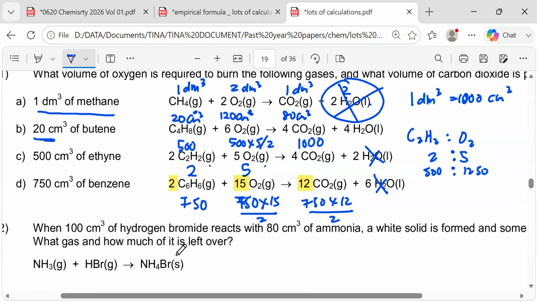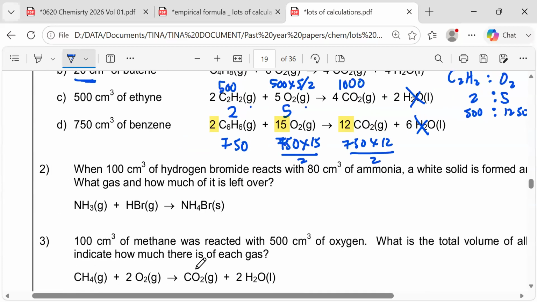Right, can you understand? Okay. Now let's look at this. When 100 centimeter cube of hydrogen bromide gas. So always open your eyes and see, it must be gas and gas. So this one is solid, so this one cannot. So it's only between this and this. Sometimes, teacher, I don't know which is which. You have to guess. Hydrogen bromide has to be this. Makes sense, right? So it reacts with 80 centimeter cube of ammonia.